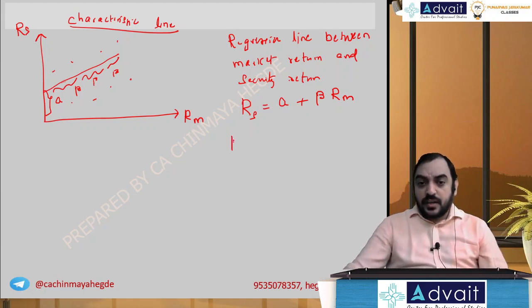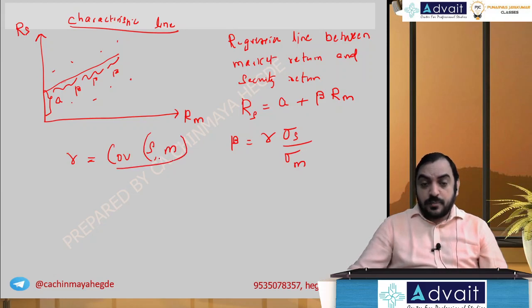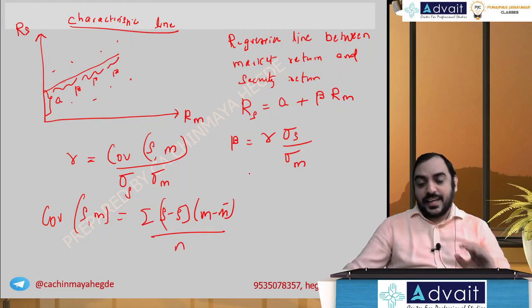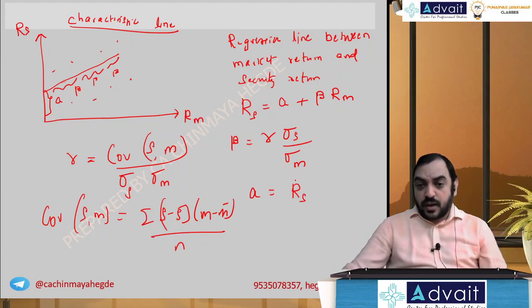Formulas are the same. Beta is given by R into standard deviation of security divided by standard deviation of market. And the R formula you already know. Let me write it anyway. R is covariance between security and market divided by standard deviation of security into standard deviation of market. And the covariance formula you would know. I'll repeat once more: covariance is summation of (S minus S bar) into (M minus M bar), whole divided by N. And what is the formula for A? Simplify the original equation: A is Rs bar minus beta into Rm bar.